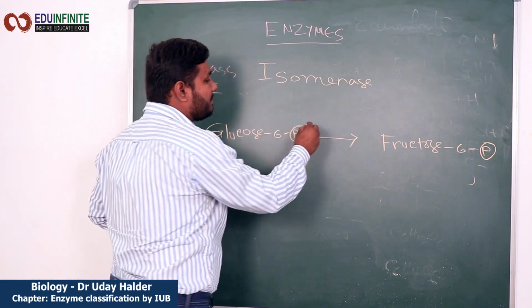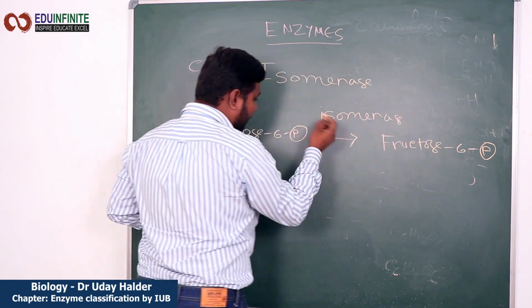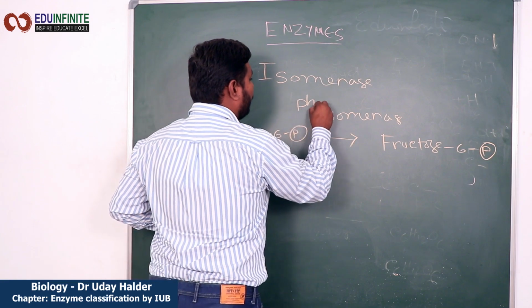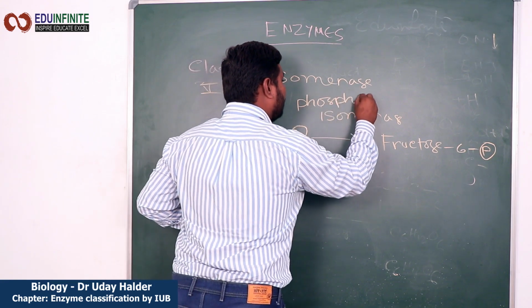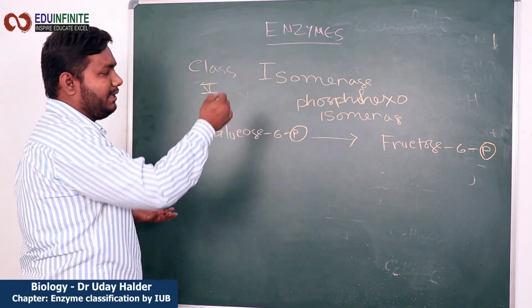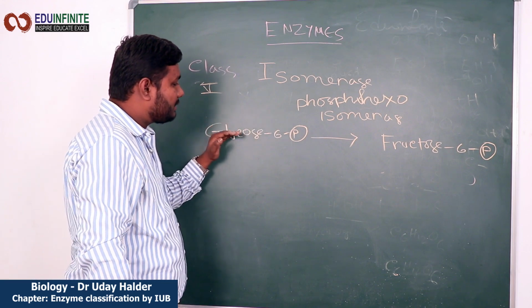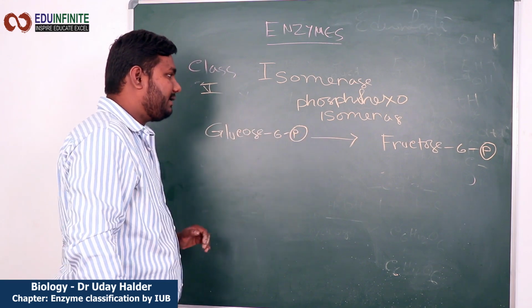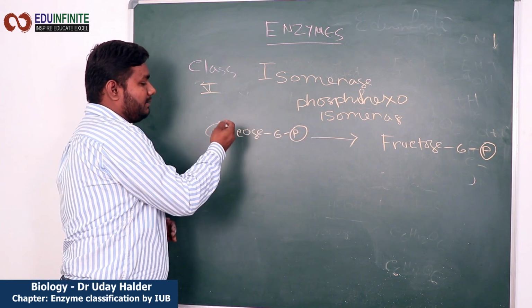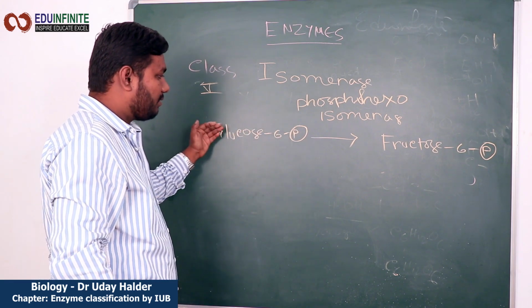So which type of enzyme is acting here? Isomerase. And the full name for this enzyme is phosphohexoisomerase. Yes, phosphohexoisomerase, if you want to write the full name. So phosphohexoisomerase is converting this glucose 6-phosphate to fructose 6-phosphate, and the enzyme does the job of isomerization. That means glucose is converted to fructose.